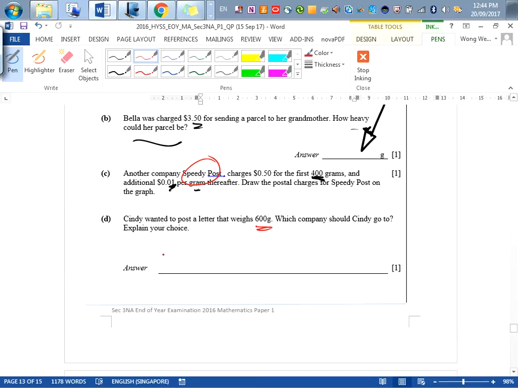Which company should? It doesn't matter. Both charge $2.50 for 600 grams. What is your working showing? What is your working?